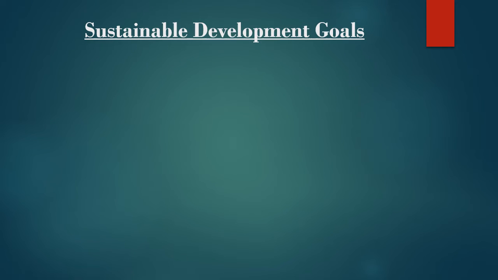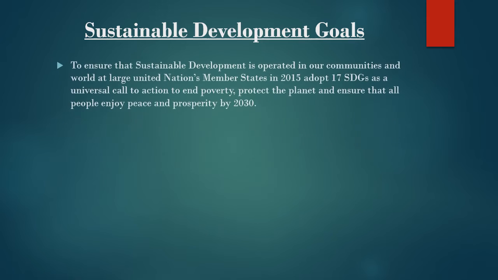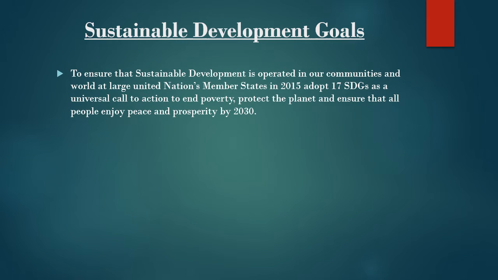The next topic is the Sustainable Development Goals. To ensure that sustainable development is operated in our communities and the world at large, the United Nations in 2015 adopted 17 Sustainable Development Goals as a universal call to action to end poverty, protect the planet, and ensure that all people enjoy peace and prosperity by 2030.